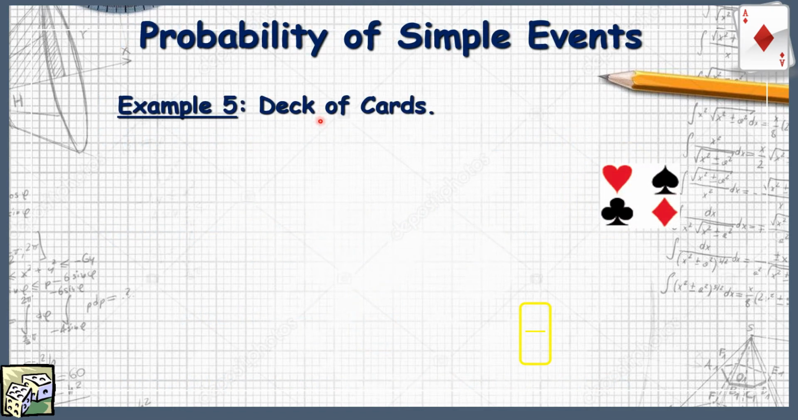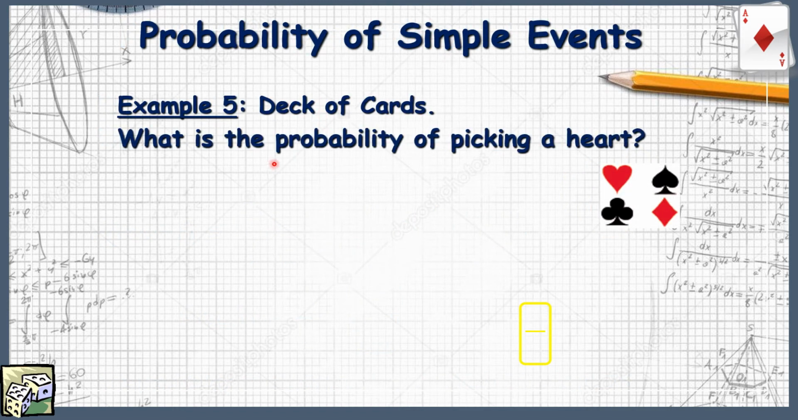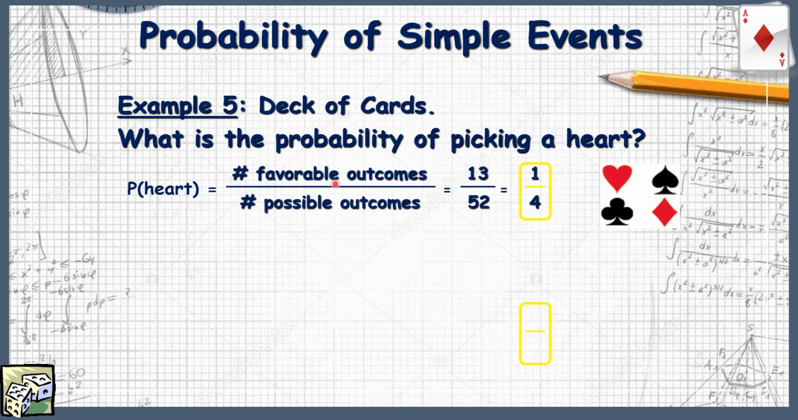Next example is deck of cards. What is the probability of picking a heart? Sa isang deck of cards, meron tayong 52 cards. At meron tayong 4 na suit. May heart, may clubs, may spade, tsaka may diamond. Bawat isang suit may 13 na character. So, ibig sabihin, yung heart natin ay meron tayong 13. 13 yung ating favorable outcome at ang sample space natin ay 52 dahil 52 lahat ng cards.